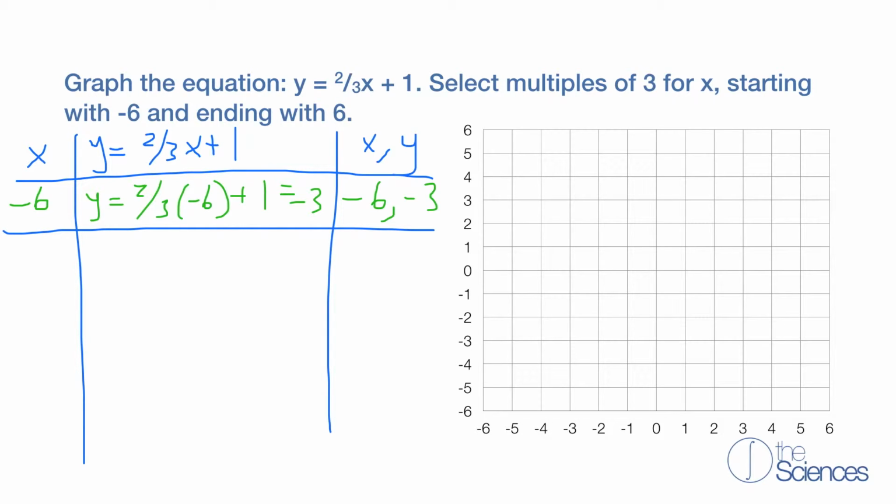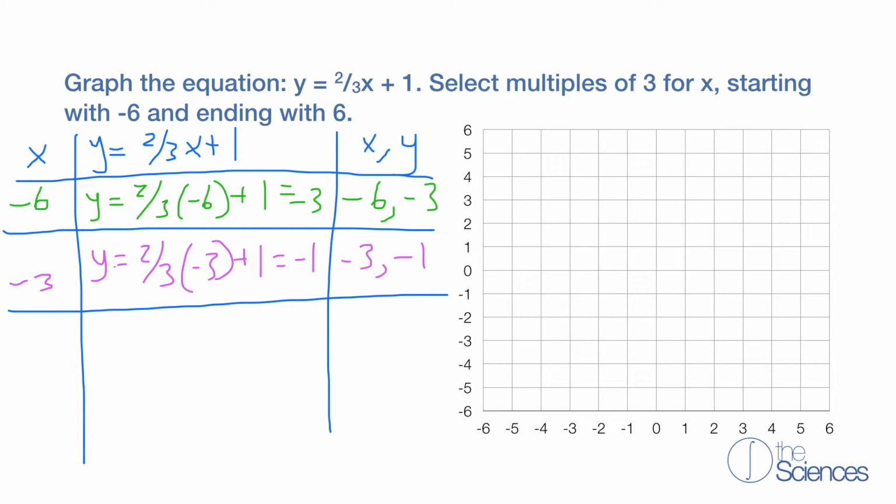Now we're going to determine our point when x is -3, because we're going to do multiples of 3. So y equals 2/3 times -3 plus 1. So 2 times -3 is -6. Divided by 3 is -2. Plus 1 is -1. So we have -3, -1.